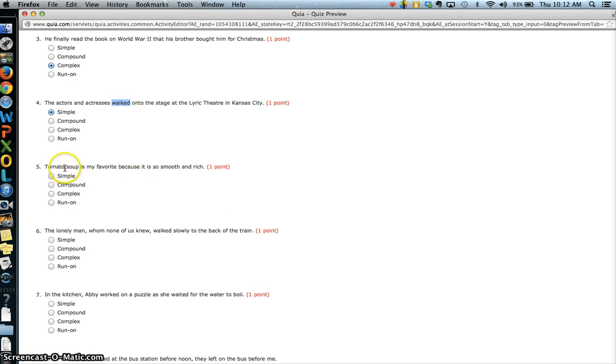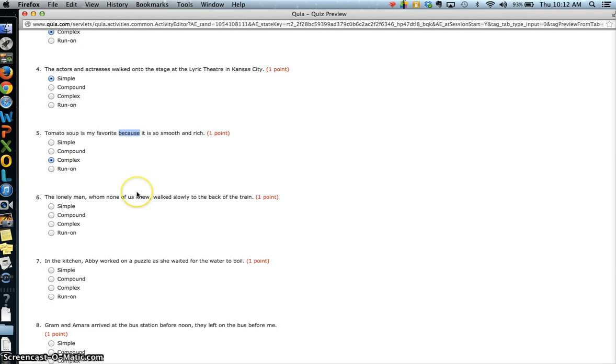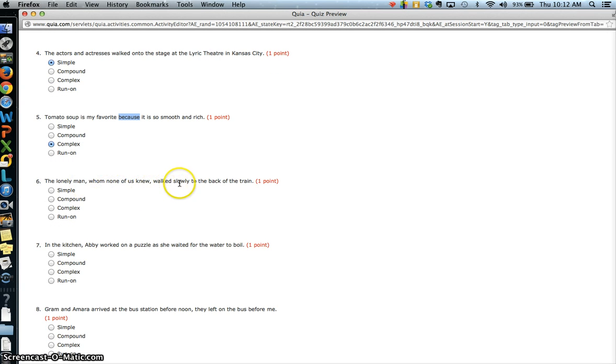Number five, tomato soup is my favorite. It is so smooth and rich. Two independent clauses, but this one has a subordinating conjunction at the beginning. Complex sentence. The lonely man walked slowly to the back of the train.